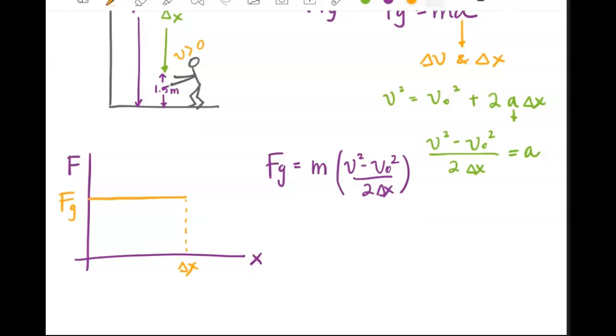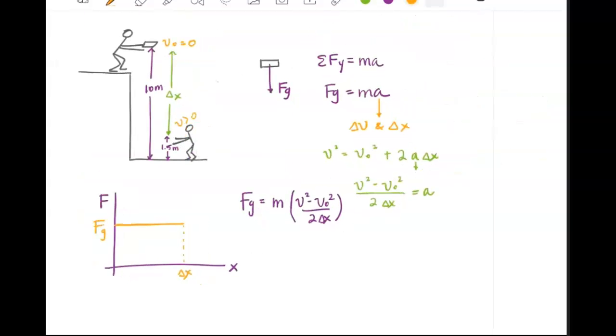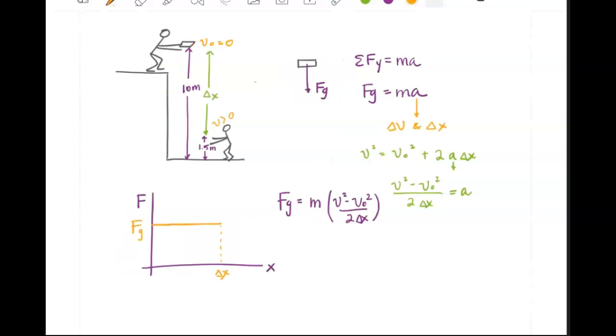So this gravitational force is nice and constant as the book falls through the air. And I've defined this gravitational force and the position here. So the gravitational force and the position there have been mathematically related to each other. It's like the gravitational force is a function of the position, right? That's what I've graphed over here.